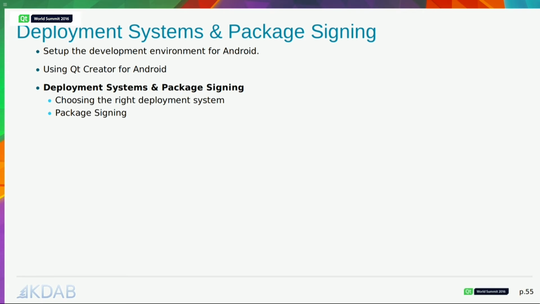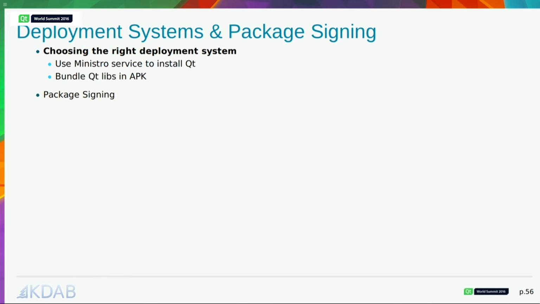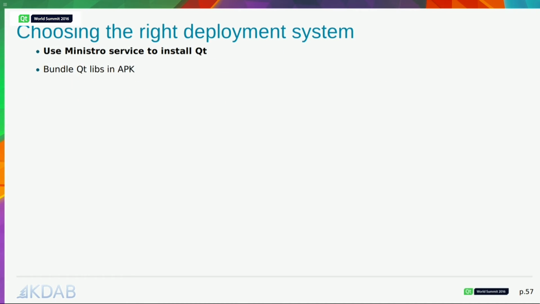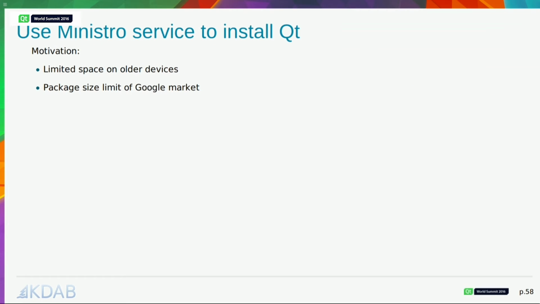Okay, move on. Deployment system and package signing. Okay, so there are two deployment systems in Qt Creator. The first one is using a service that installs Qt for you. And another one is to bundle all Qt libraries together with your application binary and data. We're going to see both of them.